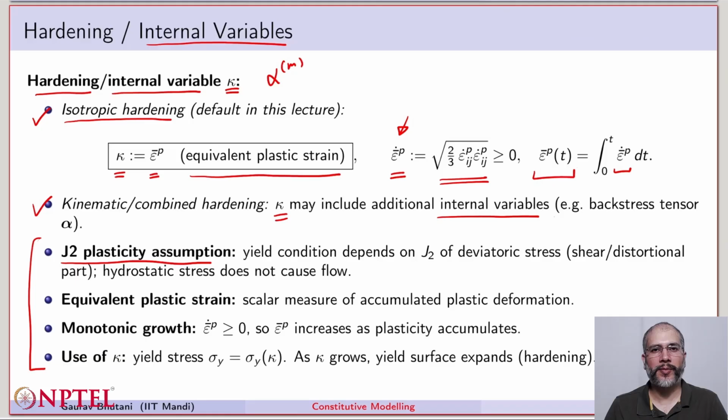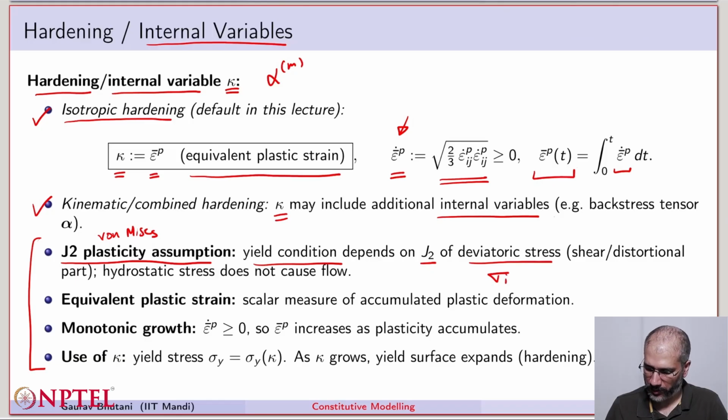Of course, there are other models available as well, but in our discussion, and usually in materials such as metals, it is this J2 plasticity model that is used. It is also called the von Mises model or von Mises plasticity model. Basically, in this model, you check the J2 of sigma, which is a scalar measure, and then check whether that is greater than or less than a certain value to decide what regime you are in. So the yield condition depends on J2, the second invariant of the deviatoric stress.